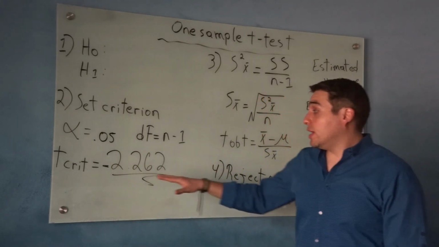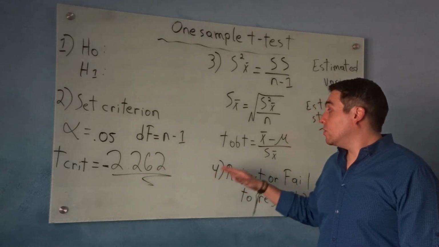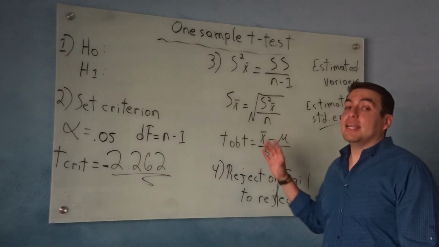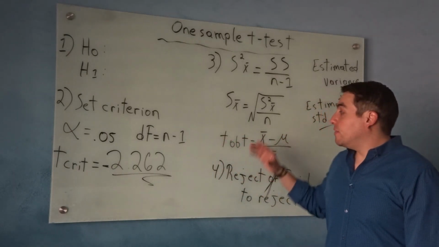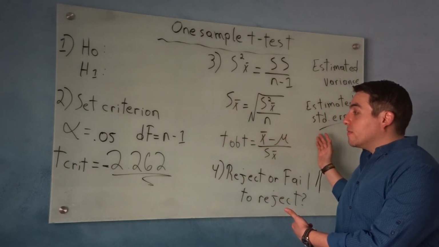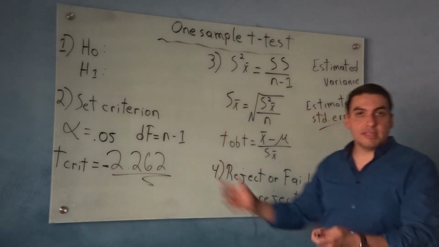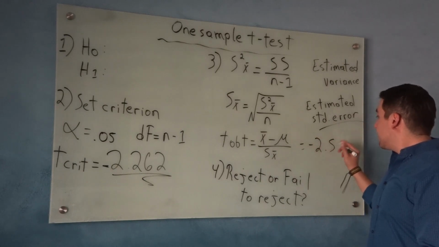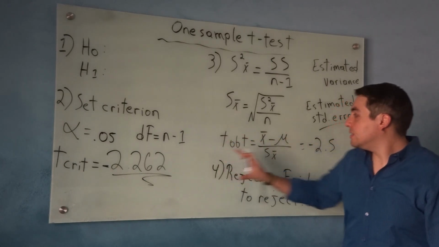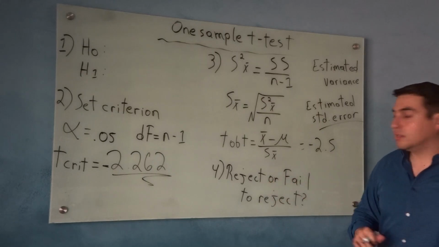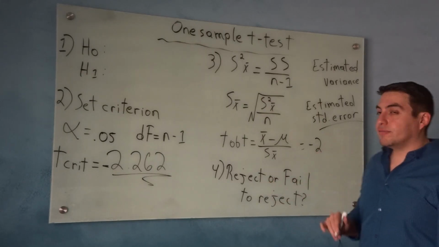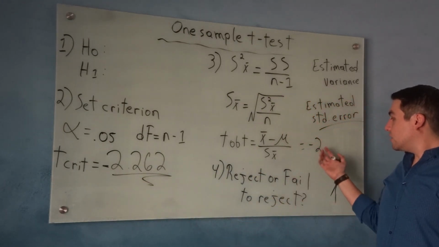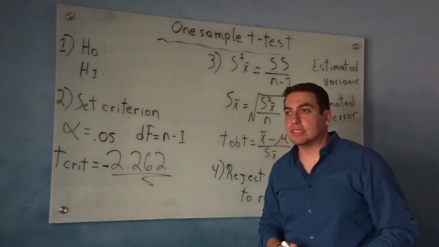So see, for example, if we have a negative 2.262 as a critical, for me to reject the null hypothesis, I want to find something like a negative 2.5. If I find that negative 2.5, then I reject the null hypothesis. This is more negative than this, so this would reject the null hypothesis. But if instead I get a negative 2, the critical is more negative than my obtained, so at this point I fail to reject the null hypothesis.